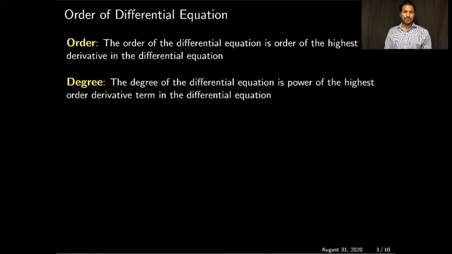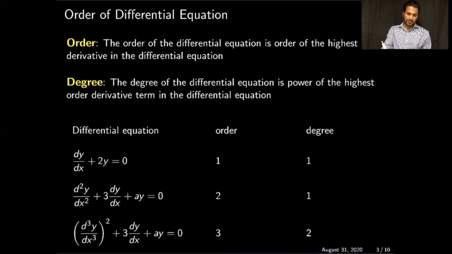Now we can also define the degree of the differential equation. The degree of the differential equation is defined as the power of the highest order derivative term in the differential equation. So in order to find the degree of the differential equation, first you have to find the order of the differential equation. For example, here the order of this differential equation is 1 because this is the highest order derivative of the dependent variable with respect to the independent variable, and its degree is 1. So this is of order 1 and degree 1.